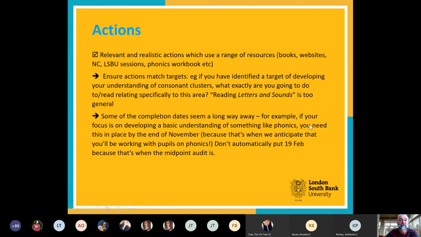Okay, actions: relevant, realistic actions which use a range of resources, books, websites, phonics workbooks. I saw some examples of observing lessons. Obviously, you don't quite know what it's going to look like yet, but that makes total sense as an action. Ensure the actions meet the targets. Some of the completion dates seem a long way away. Yes, I wondered about that. You've got your deadline as the 19th of February, but some of those things, like getting your head around a basic understanding of phonics, are going to happen much sooner than that. So think about where that understanding is going to be, and then what your follow-up target might be, which might take you through to the 19th of February.